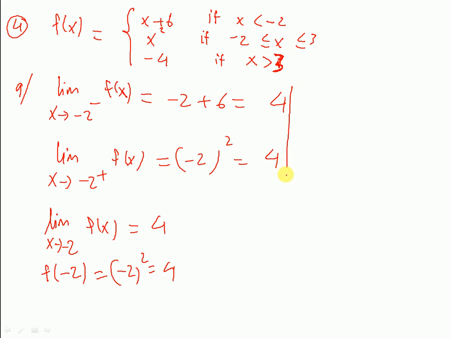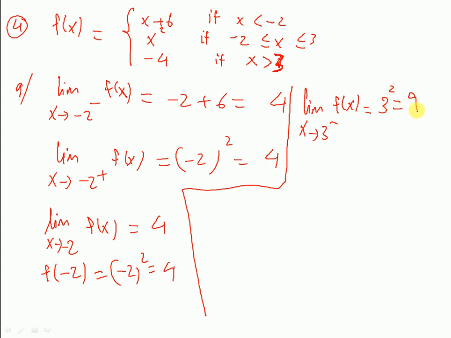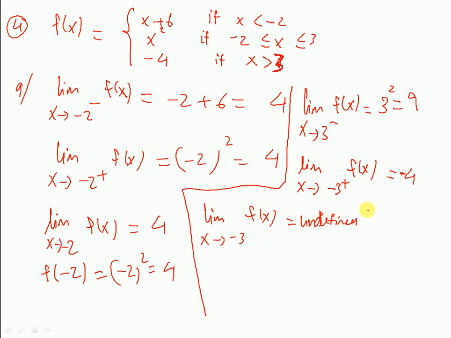Okay, the next one is the limit of x going to 3 minus. This is the left side of 3, right? So 3 is here, the left side is less than 3, so we use this function. So we have 3 squared, which gives you 9. The limit when x goes to 3 from the right side, we have to use this one, which is -4 as always. So the limit when x goes to 3, this one is not defined, or undefined. The reason is that the left and the right side limits are not equal. And the value of f at 3 is right here. So 3 squared gives you 9.